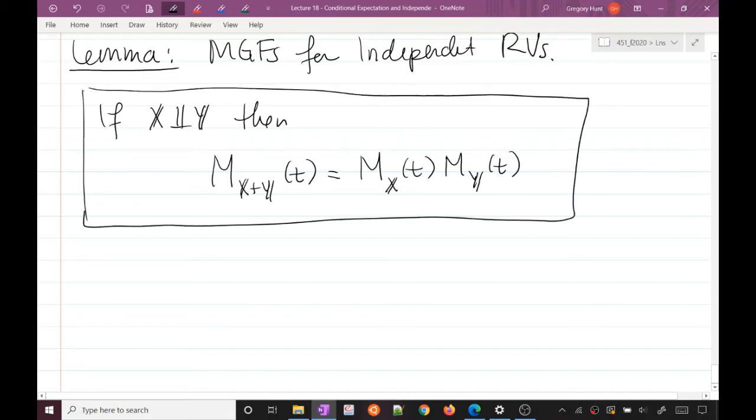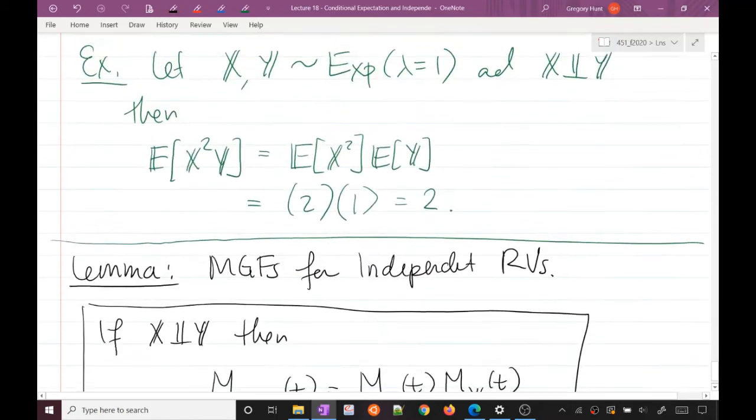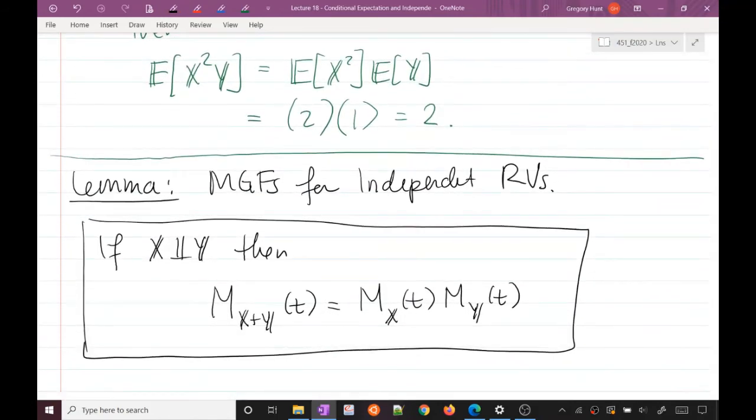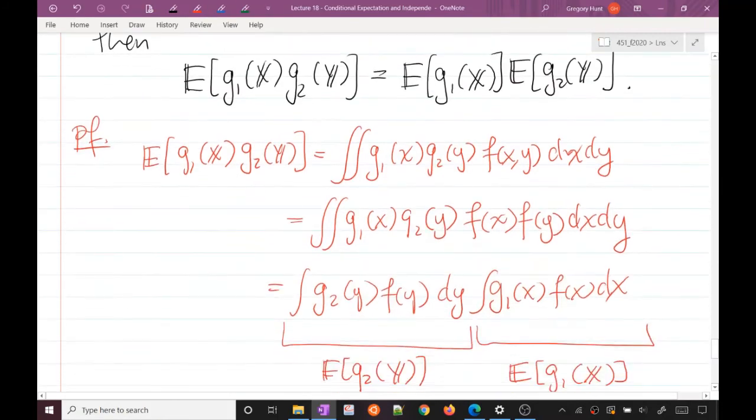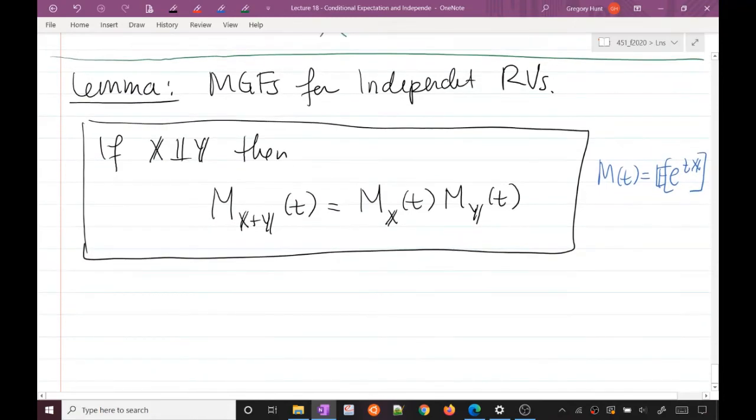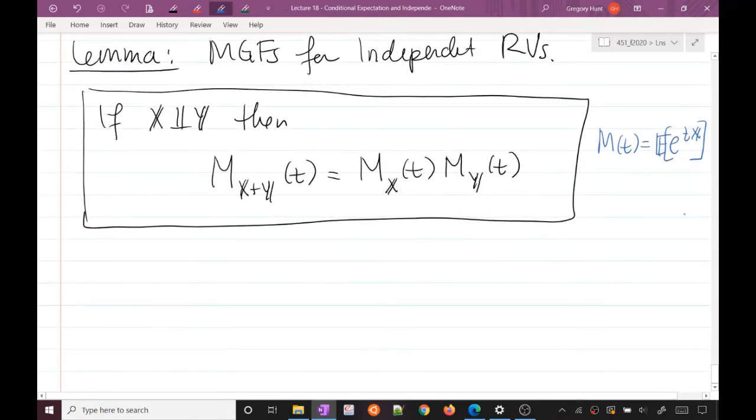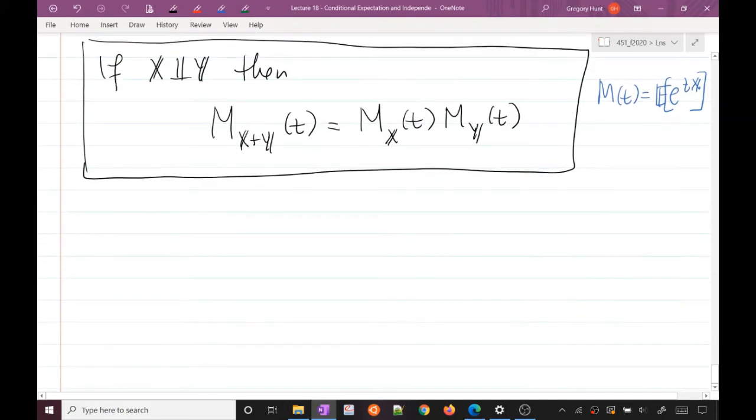Why do I bring up this fact now? Why do I start talking about moment generating functions? Moment generating functions are defined in terms of expectation, right? So if you recall, M of t is, for example, the expected value of e to the tx, right? And we just talked about what happens with expectation for independent random variables. So when we talk about moment generating functions for independent random variables, ultimately it's going to be defined in terms of expectation. So let's look at why this is true. Why do we have a summation, not a product here?